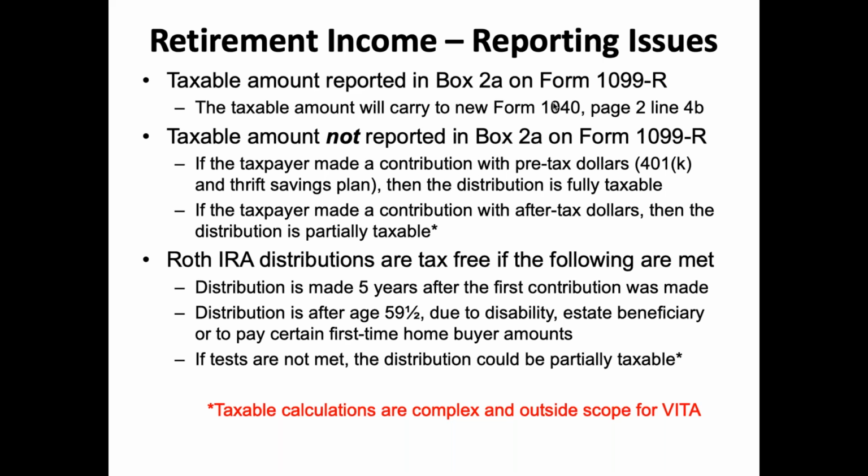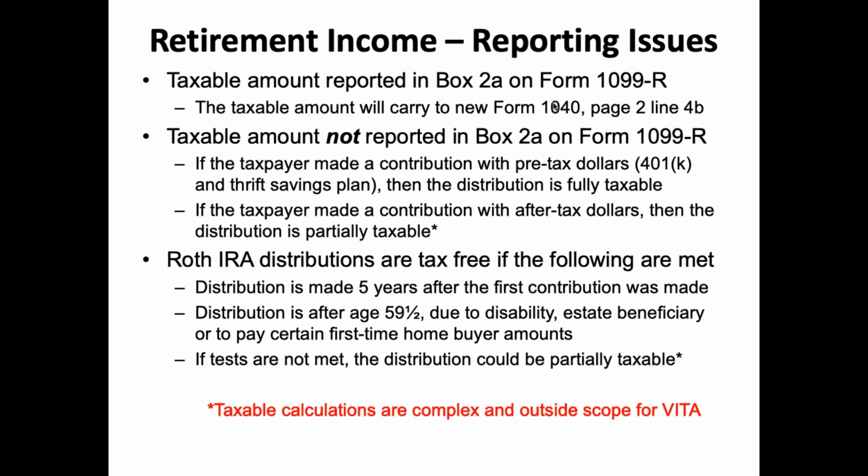Now, Roth distributions are a bit unique. They are a vehicle that basically will have retirement funds that will not be subject to income tax as long as the following conditions are met. The first distribution has to be made 5 years after the initial contribution was made. So once that first contribution was made, the 5-year tolling period will start.